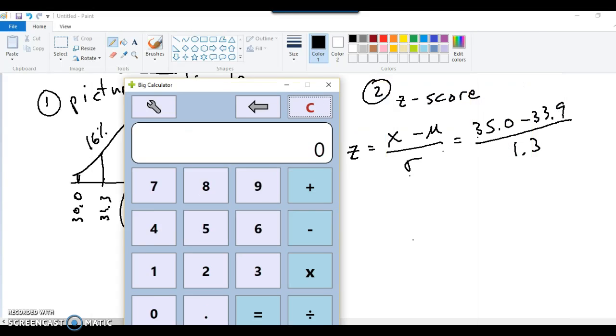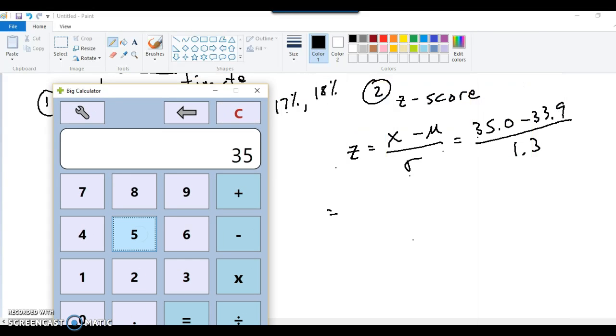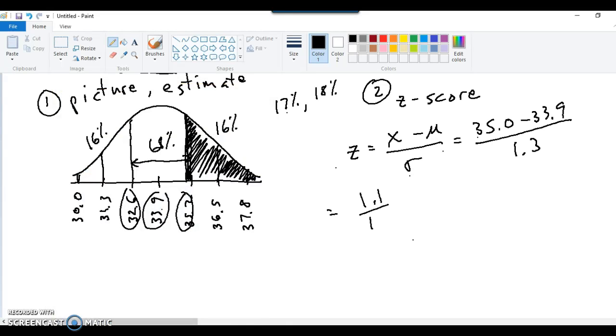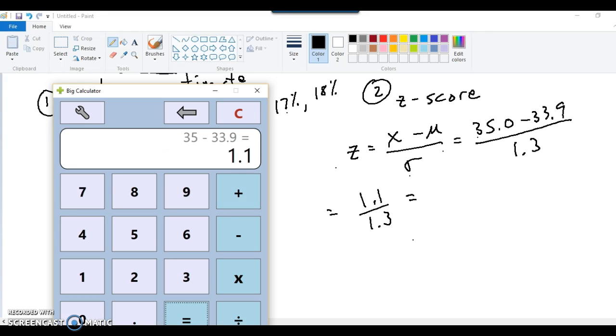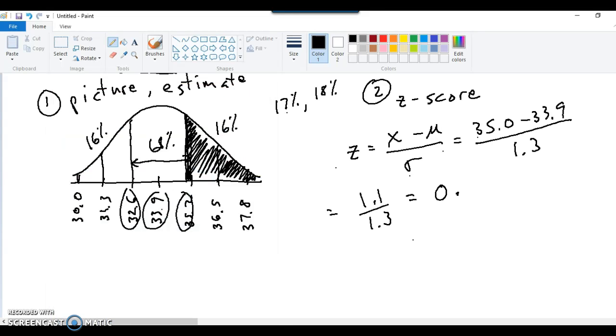Here's a calculator. So 35 minus 33.9 is 1.1, divided by 1.3. So 1.1 tells you that 35 centimeters is 1.1 centimeters above the mean. But what is that in terms of standard deviation? So divide by 1.3. Let's get our calculator back. Okay, here it is. So 1.1 divided by 1.3 is 0.846. Let's just round that to 0.85.